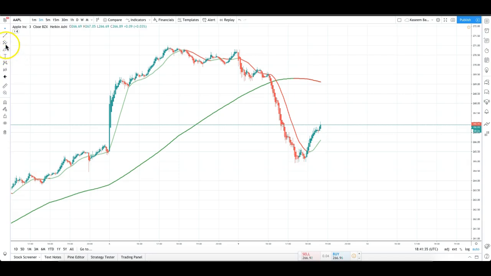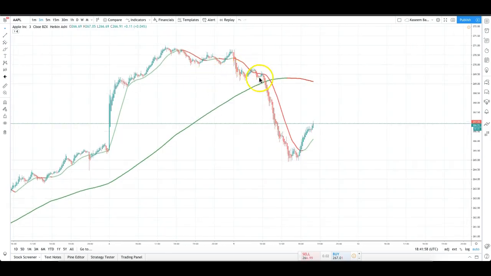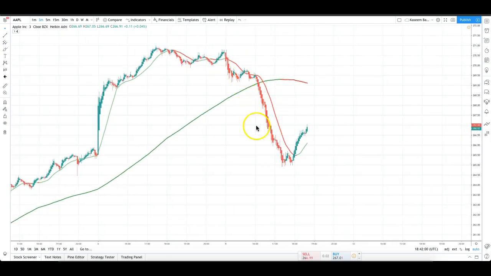On today's video, I would like to share with you how I was able to profit over $100 on this Apple trade today. So with this YouTube channel, at the moment I'm focusing on technical analysis and my trading setup. And this is the trading setup that I use.